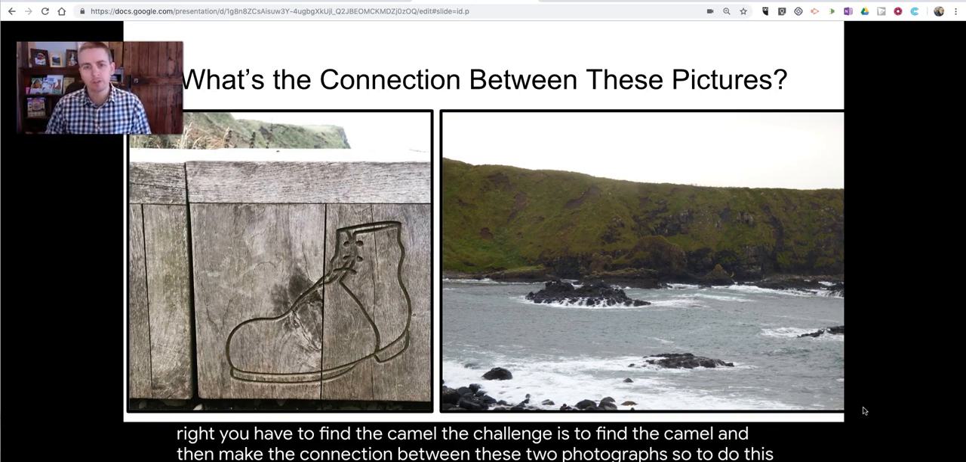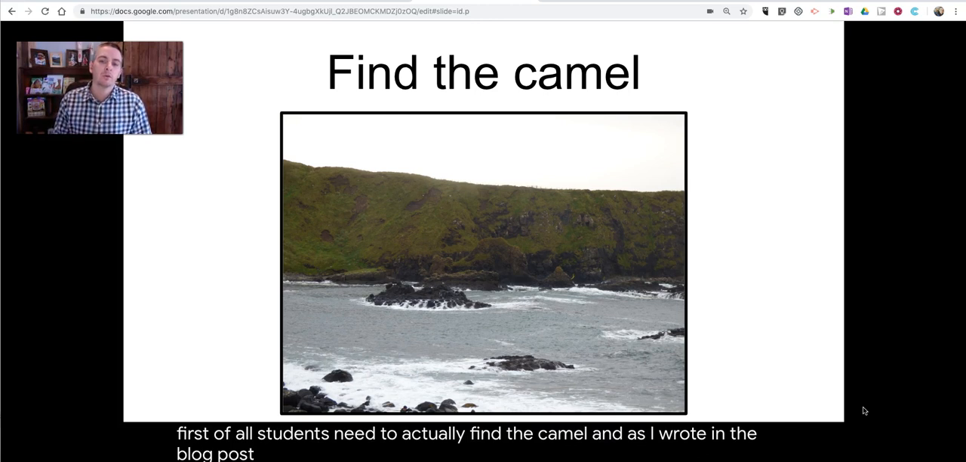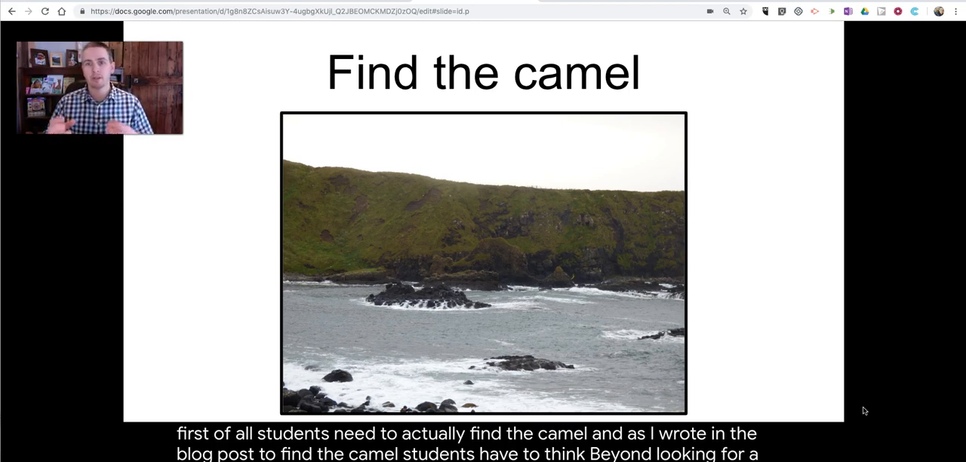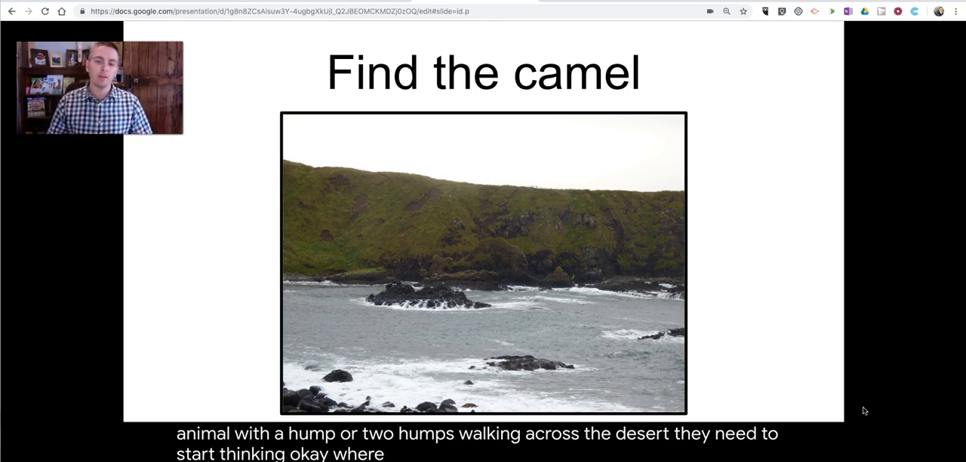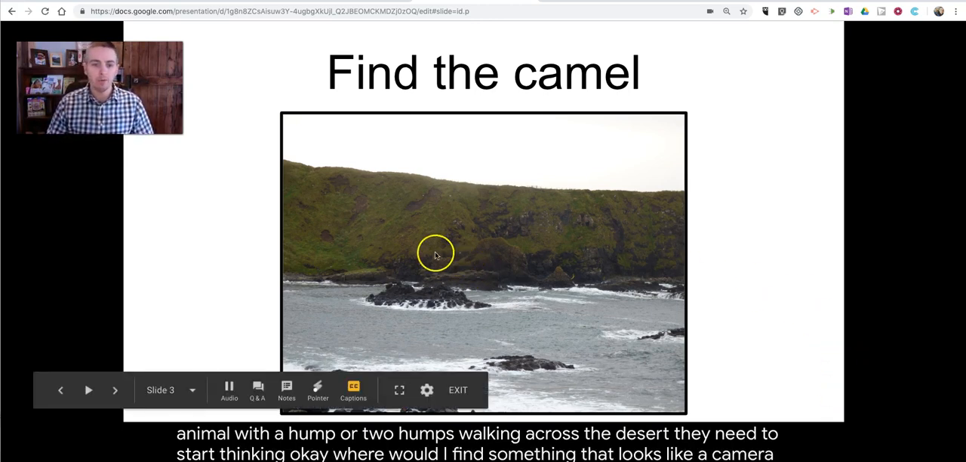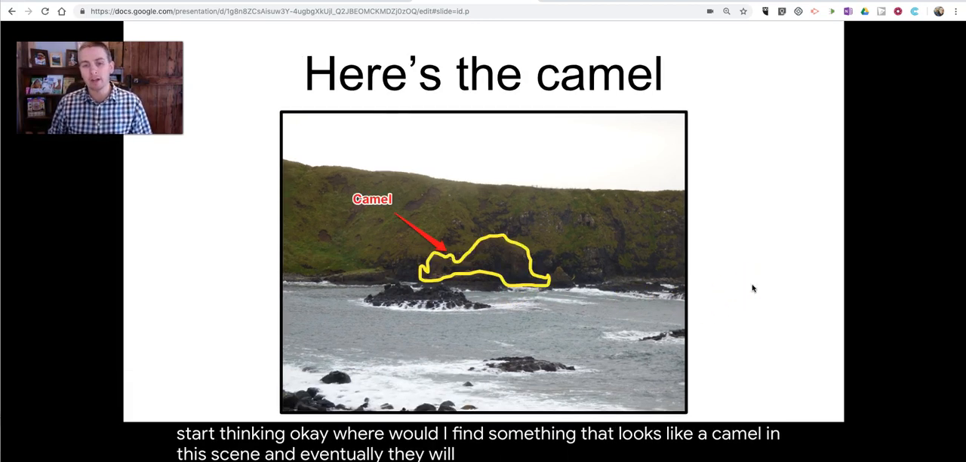So to do this, first of all, students need to actually find the camel. And as I wrote in the blog post, to find the camel, students have to think beyond looking for a tan animal with a hump or two humps walking across the desert. They need to start thinking, okay, where would I find something that looks like a camel in this scene? And eventually they will find a silhouette of a camel.